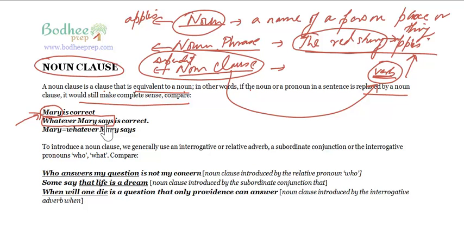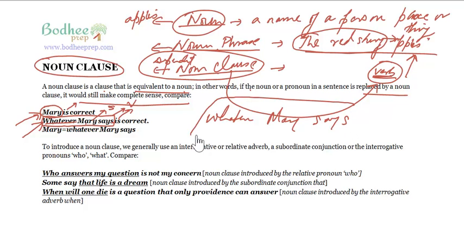I can replace Mary with, so this is what we have. Whatever Mary says is correct. So is the verb here. Mary has been replaced with whatever Mary says. And why is this a clause? Because Mary is the subject and says is the verb. And it becomes dependent because of the word whatever. The word whatever comes and it makes it so whatever Mary says.